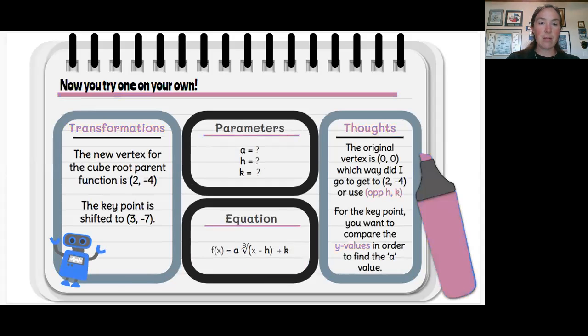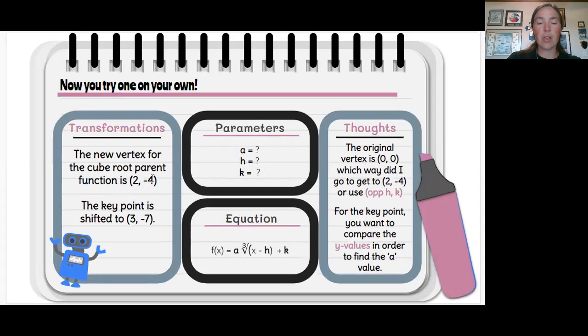So same idea. Now I want you guys to try one on your own. Again, think about your opposite H of K. So we can find H by taking the opposite of the 2. And then K is exactly what's written as part of the inflection point. And then remember, compare the Y values to find the A value.